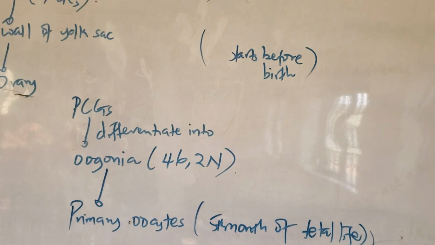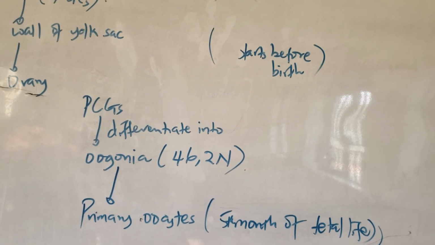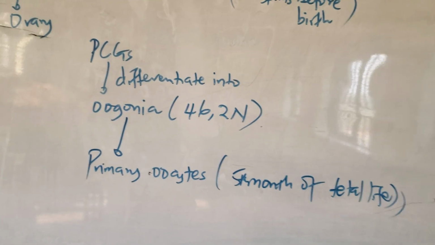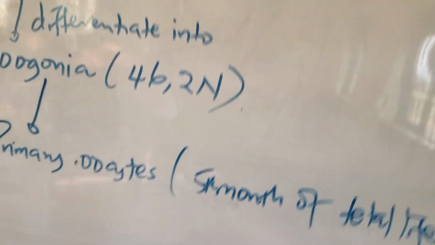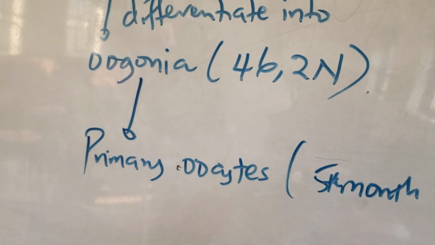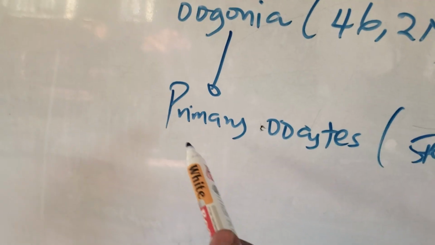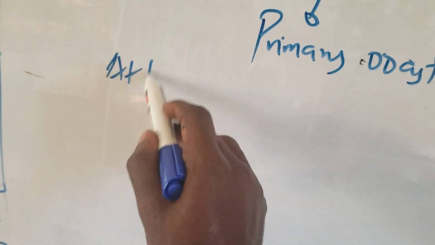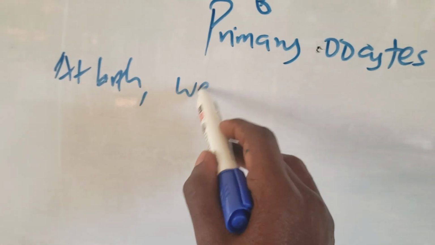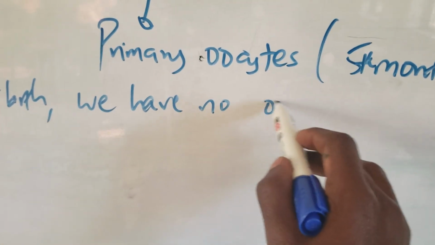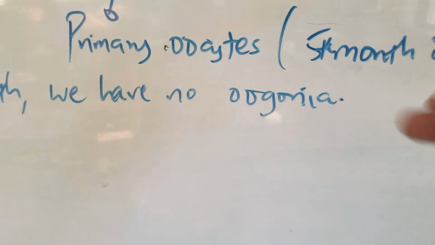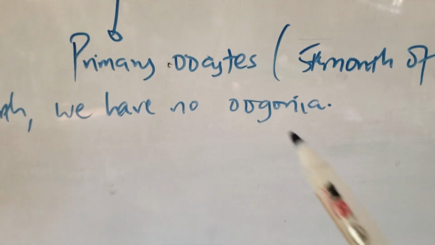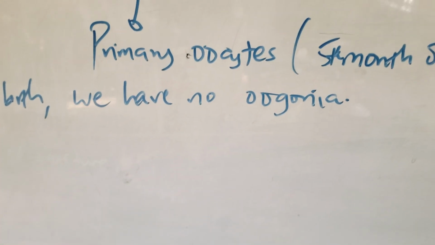As compared to spermatogenesis, it starts way before birth, and these oogonia, by the 5th month of fetal life, have all formed primary oocytes. What does that mean? It means that at birth, we have no oogonia. So we are seeing that at the 5th month we have these primary oocytes.